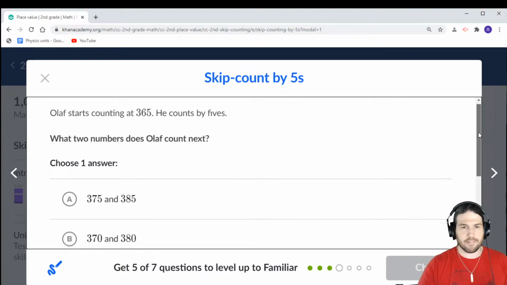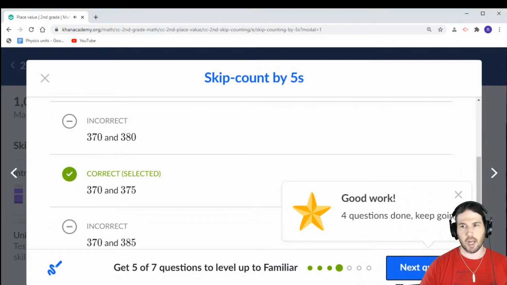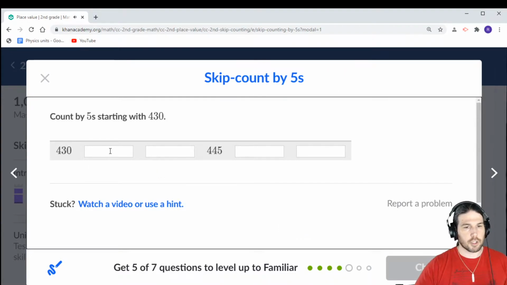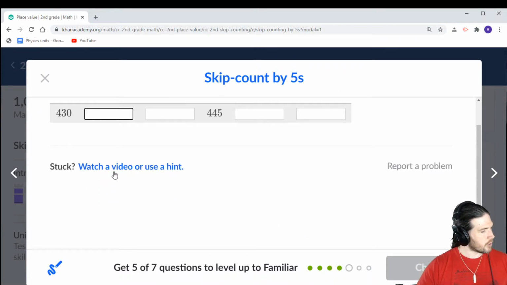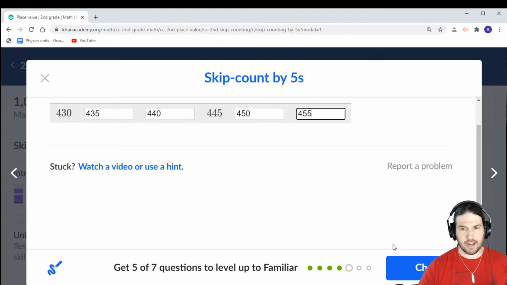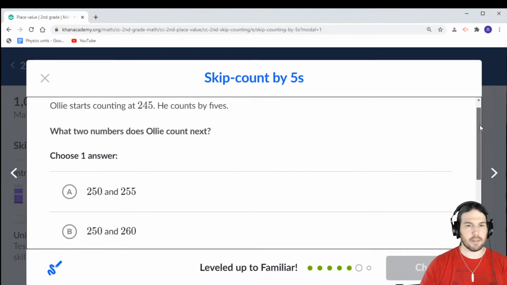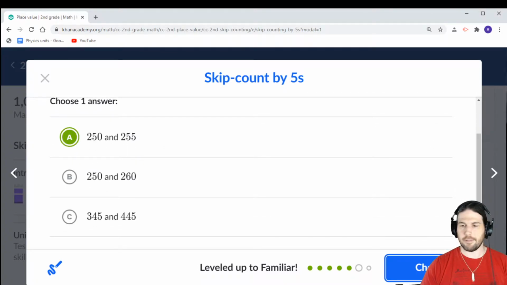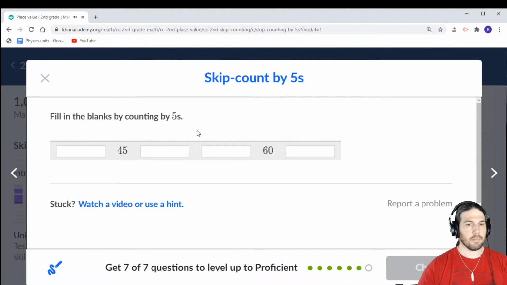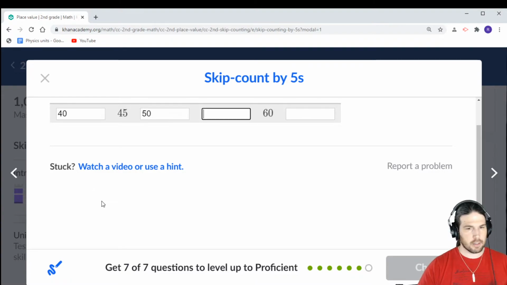Okay, skip counting by 5, 365, 370, 375, that's C. Moving on. We're starting with 430, so that's 435, 440, 445, 450, and then 455. Ollie starts counting at 245, so that would be 250 and 255. Fill in the blanks, counting by fives, that would be 40, 45, 50, 55, 60, and then 65.